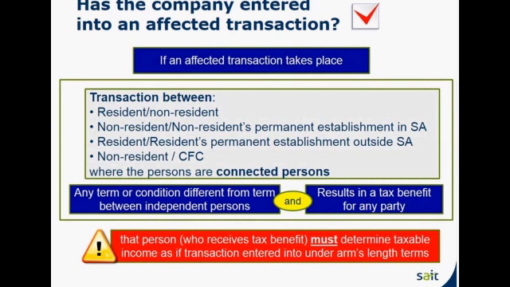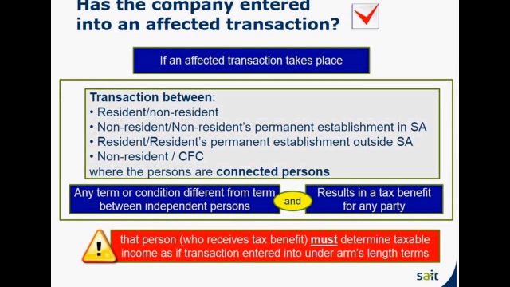Then, the name comes up on the form. Has the company entered into any affected transactions? Now, an affected transaction, so your answer here is basically going to be telling SARS whether transfer pricing is a risk or not. A transaction would be a transaction between a resident and a non-resident, or in those other three relationships listed, where the one person would be subject to tax in South Africa and the other not, and a term or condition is different from the term between independent persons.